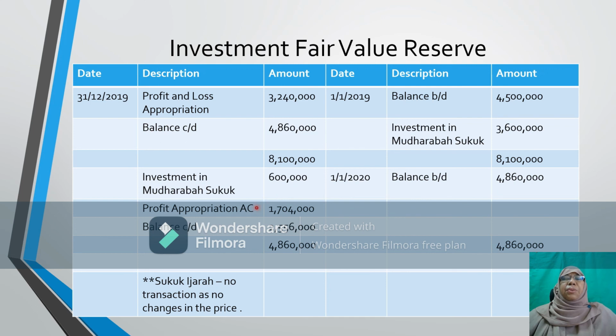The appropriation account was calculated based on the balance of 4.86 million minus 600,000. So the remaining balance is 4.260 million, multiplied by the agreed percentage the Islamic Bank is willing to pay the shareholders and the depositors. So that will give you an appropriation account of 4.260 million multiplied by 40%. That will give appropriation of profit of 1.704 million.